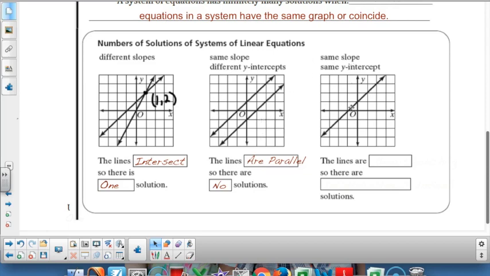The last one is if 2 lines have the exact same slope and the exact same y-intercept. These lines are always touching. They coincide, they're laying on top of each other, so that means there are infinitely many solutions. You could pick any ordered pair along here. It's going to work in both of your equations.